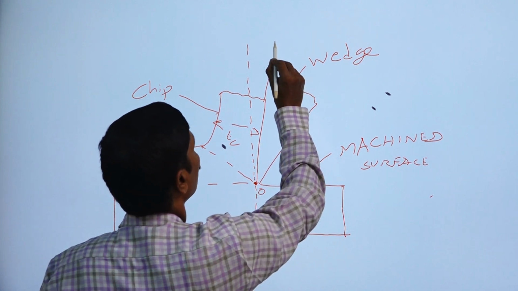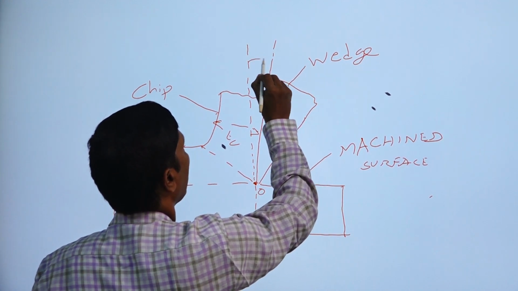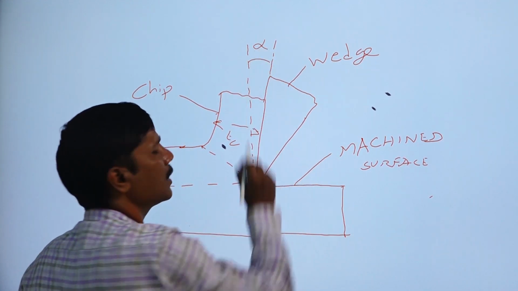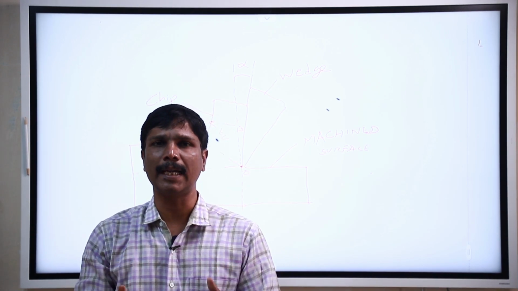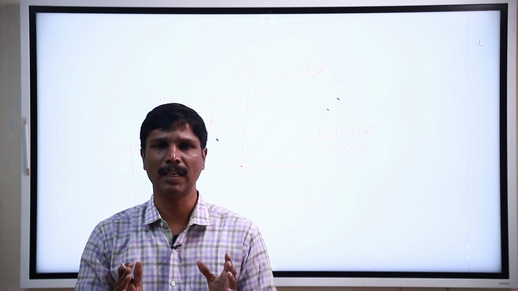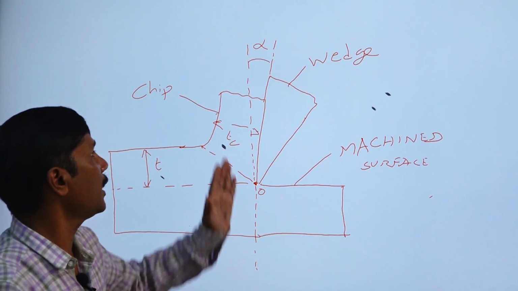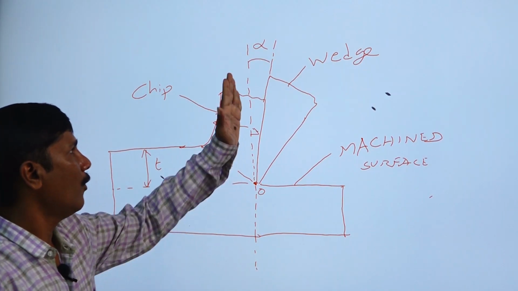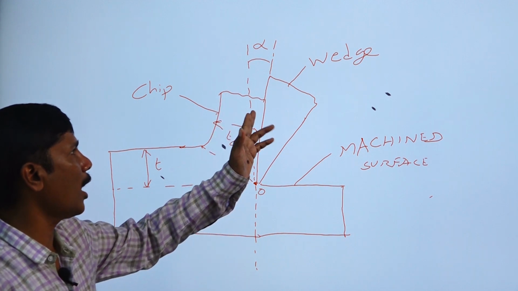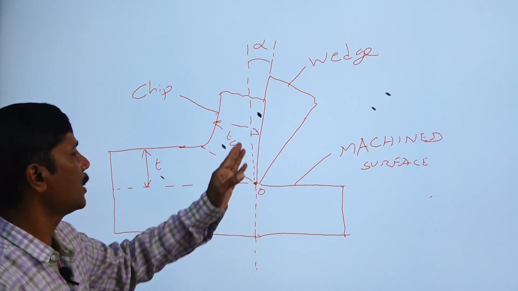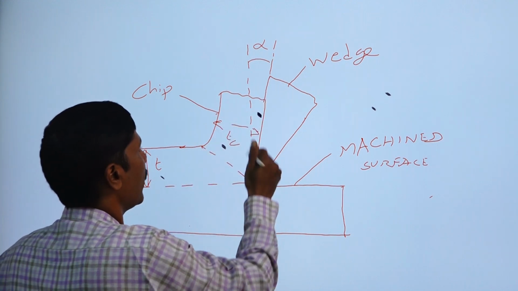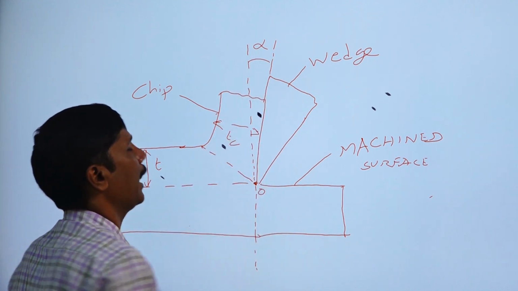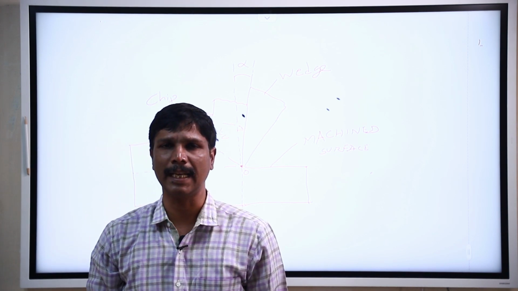So, I am going to measure the angle. This angle is called the rake angle. That rake angle can be notated as alpha. Alpha is nothing but rake angle. It is the angle between the vertical line and the top face, the rake face. That is, alpha is the rake angle.